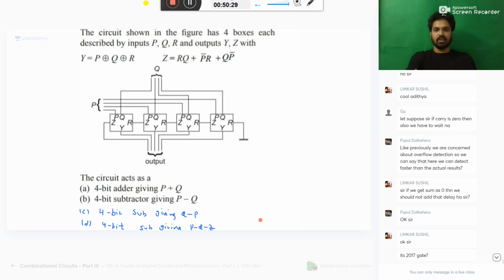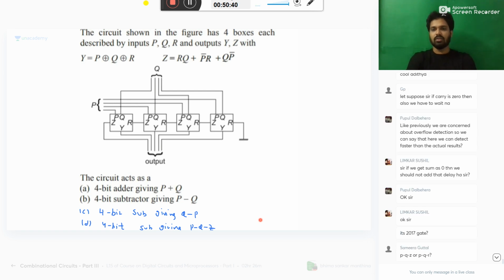The circuit shown in the figure has 4 boxes. Each is described by P, Q, R. Outputs are Y and Z. Y equals P XOR Q XOR R, and Z equals the expression given. The last option is P minus Q minus R. Not, I'm sorry.